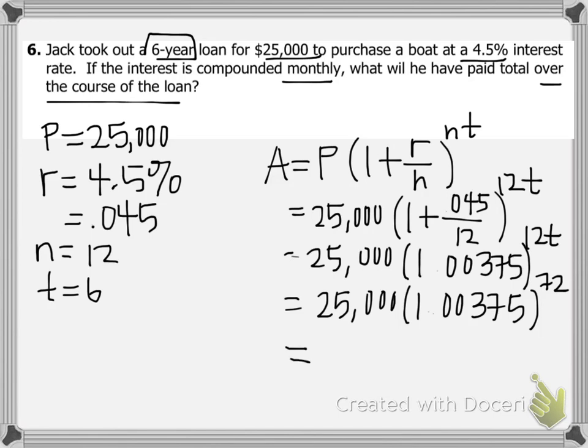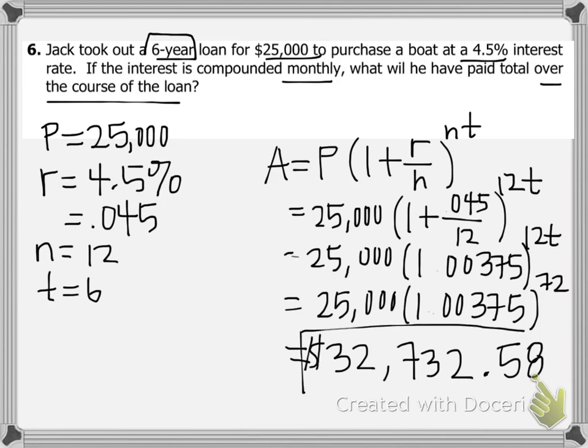So the calculation is the same, right? My payoff on my loan is $32,732.58. So $25,000 turns into $32,732.